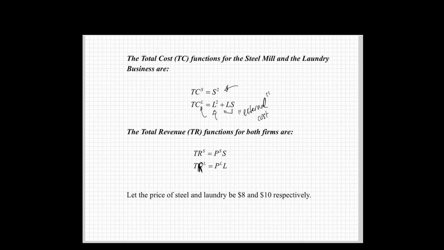And we'll illustrate that. The revenue is simply the price of the two goods at the unit level, price of steel, price of laundry. These firms are price takers. So we're going to give these exogenously. The price of steel is $8, right? So that P of S is 8. And laundry 10.